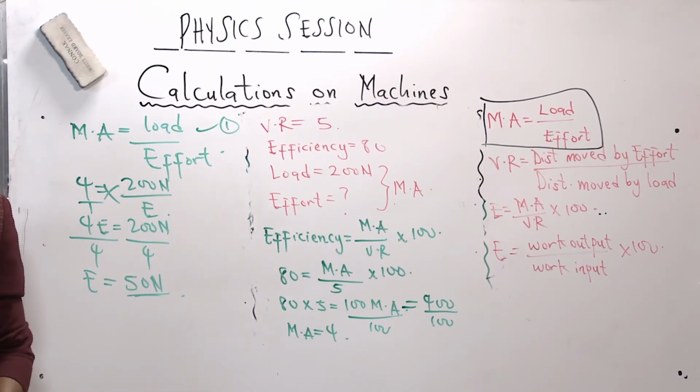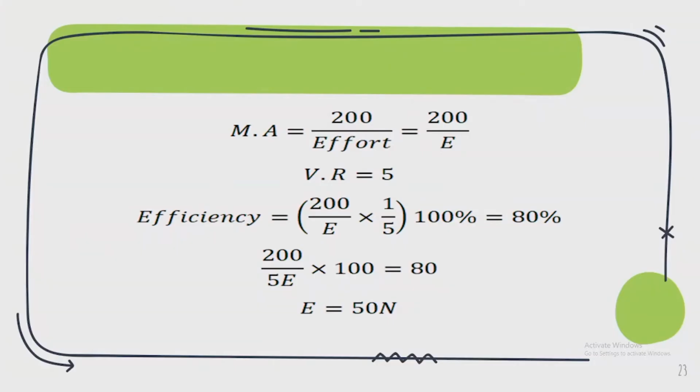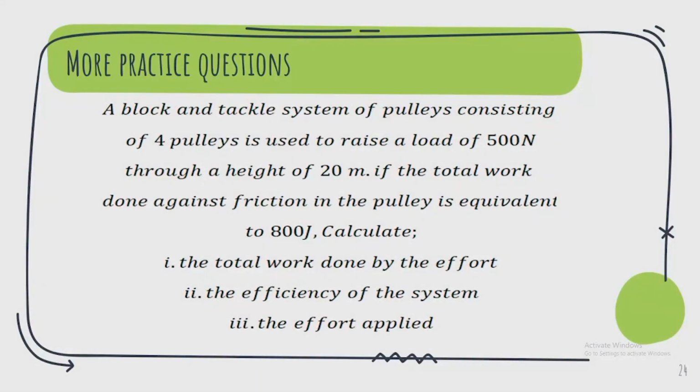So let's move to the next question. I'm sure you are jotting all these questions down. So the next question now. A block and tackle system has a system consisting of 4 pulleys.